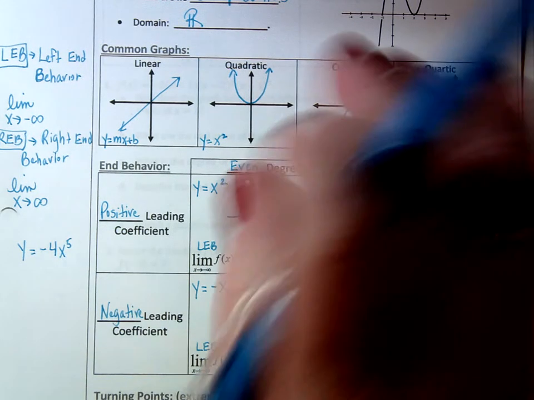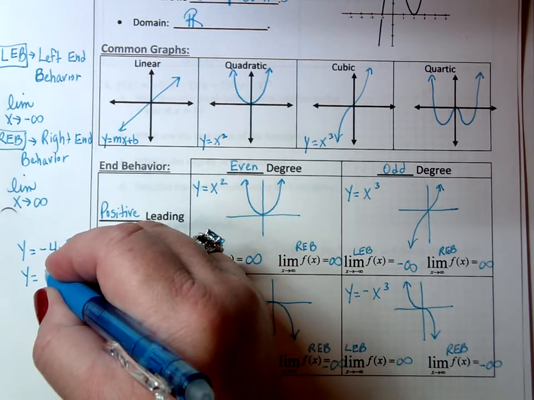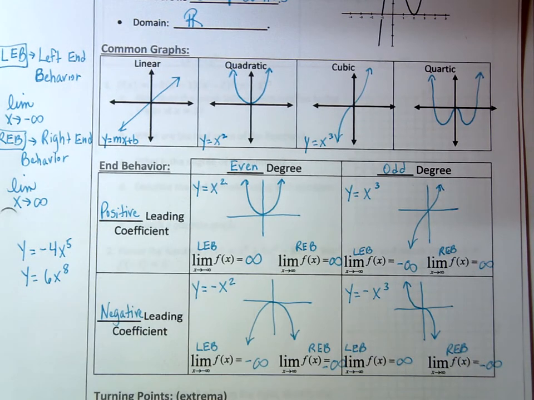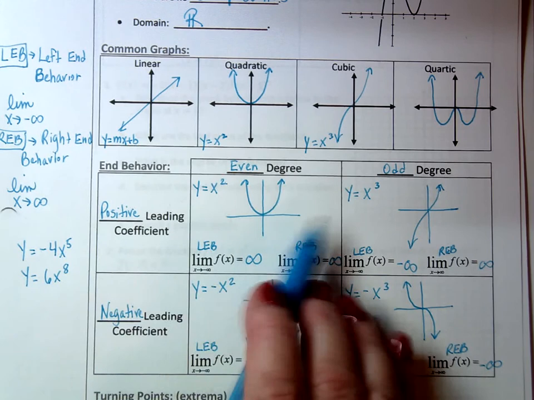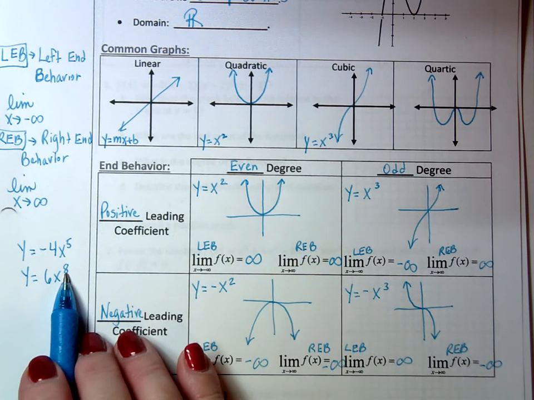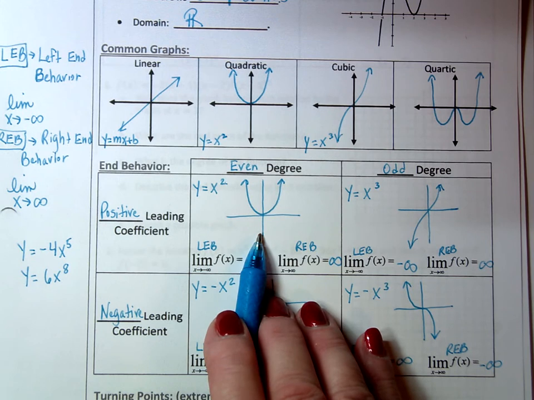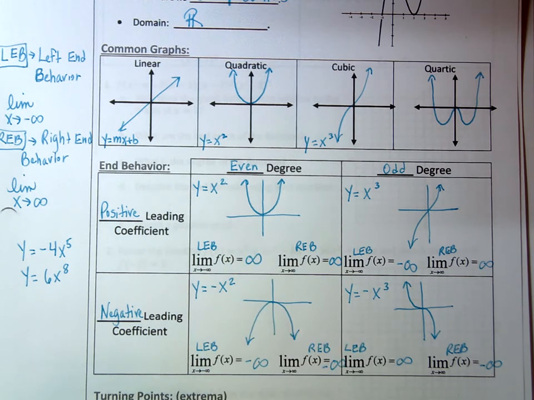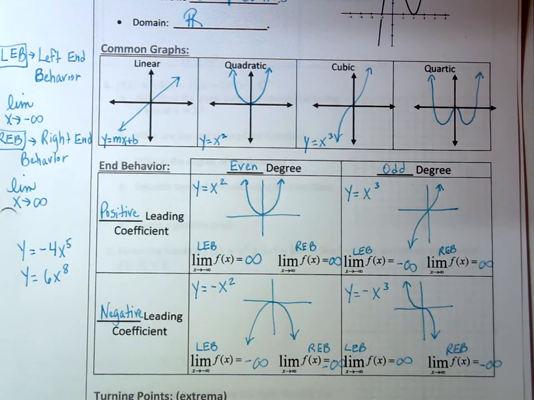So I could also have something like, what if I had y equals 6x to the 8th? All right, it's got a positive leading coefficient. That's one of these two. And it has an even degree. That's this guy. So no matter what else it's doing, I know that on the far left and on the far right, this guy's going to infinity both ways. And so that's what this whole chart here is talking about.